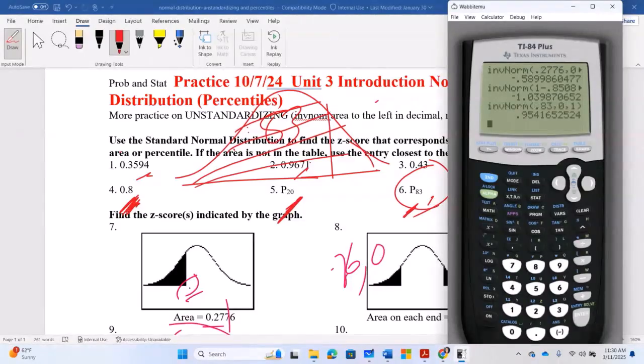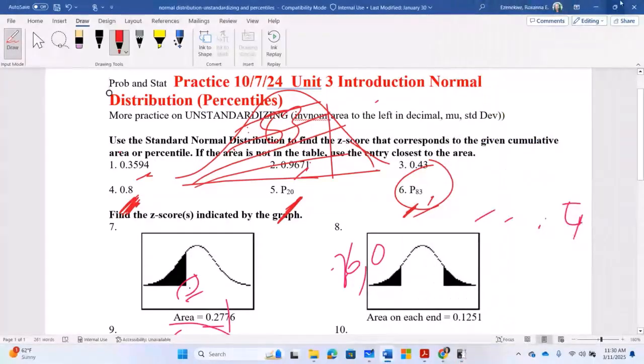Therefore, the z-score corresponding to the 83rd percentile is 0.9542. No percent, so it shouldn't be there.